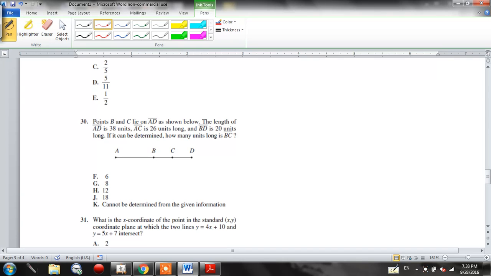Number 30 says, points B and C lie on AD, shown below. The length of AD is 38 units. AC, from here to here, is 26 units. Well, if that's 26 units, from 26 to 38, that's how many? That's 12, right? And then BD is 20 units.